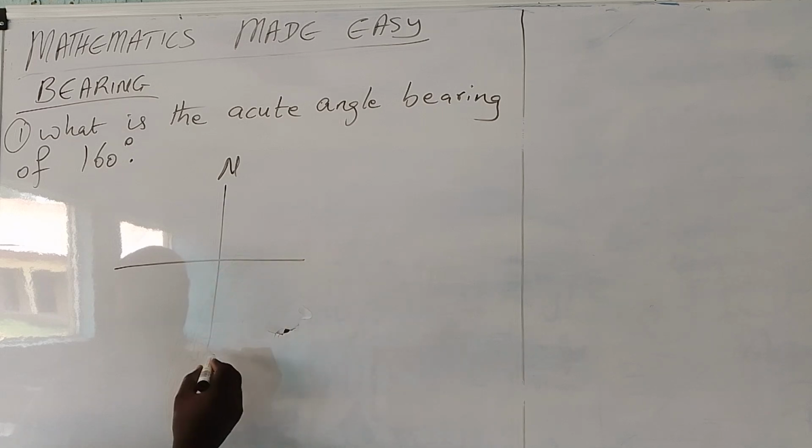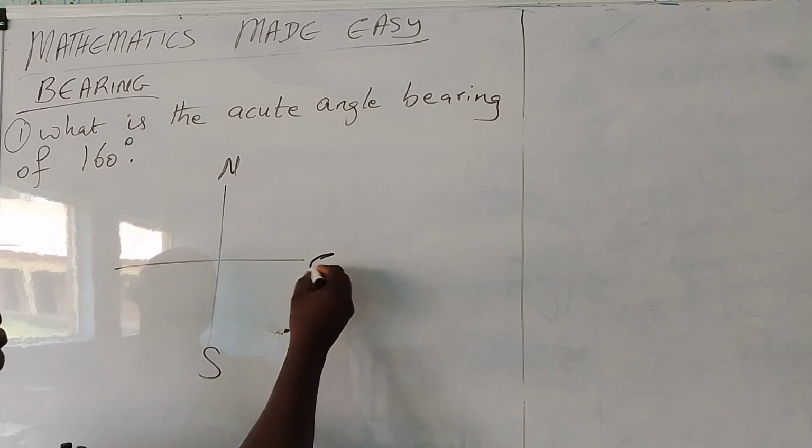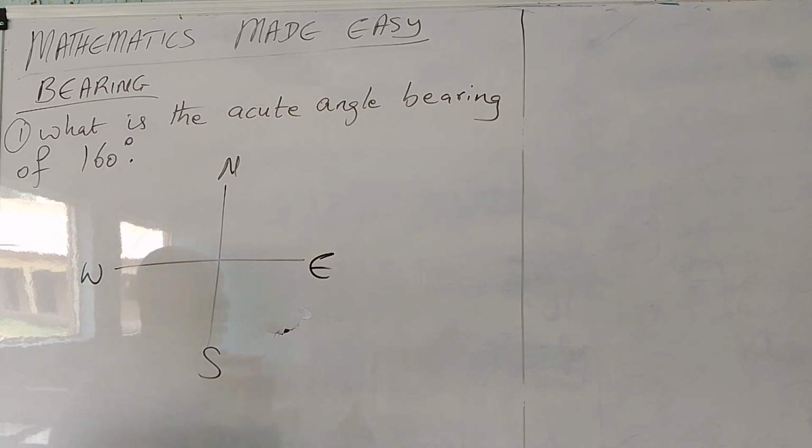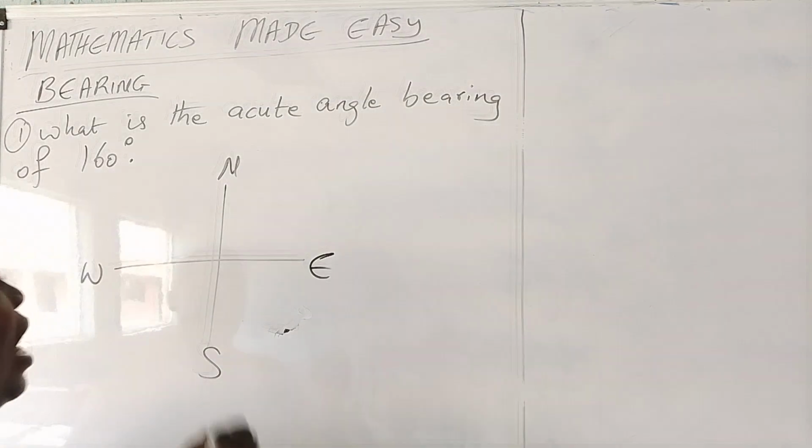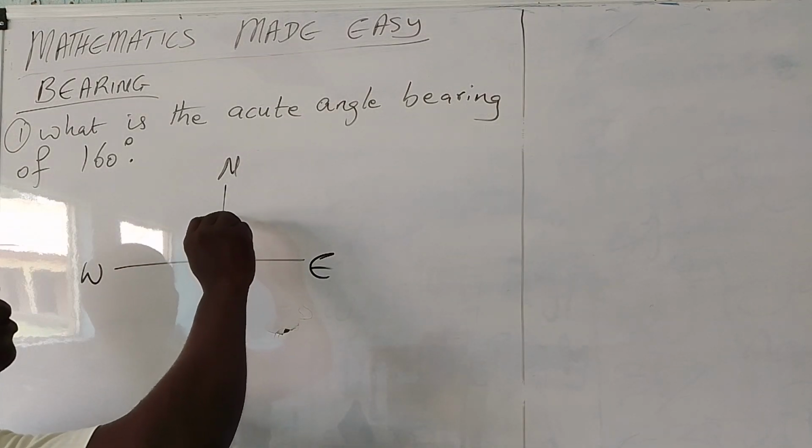north, south, east, and west. A normal bearing starts counting clockwise from north.